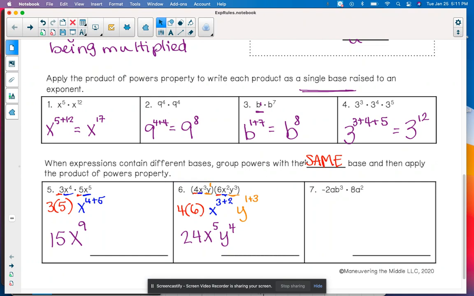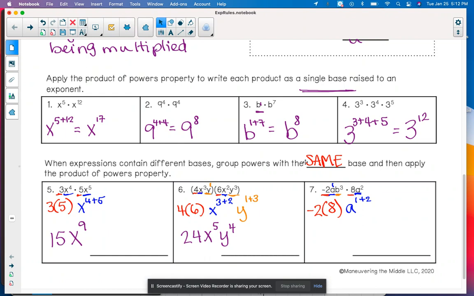All right, so we're going to group this together. We have -2 times 8. Then I'm going to combine my a's. So I have a to the first and a to the second. So 1 plus 2. And then for this one, I only see one base with b.